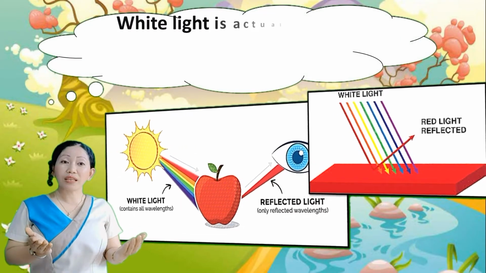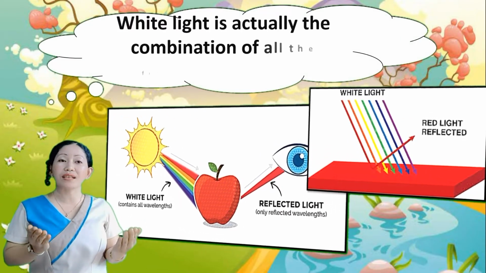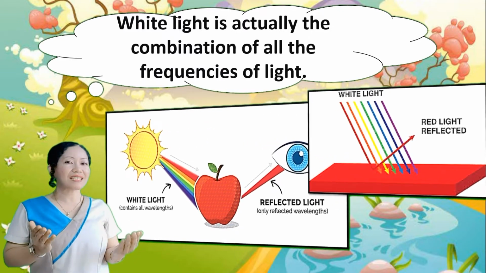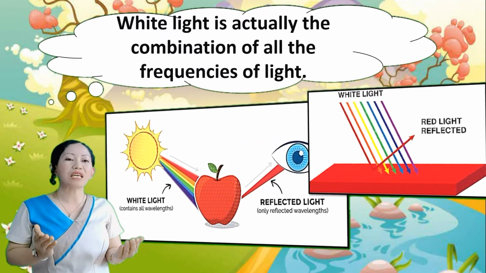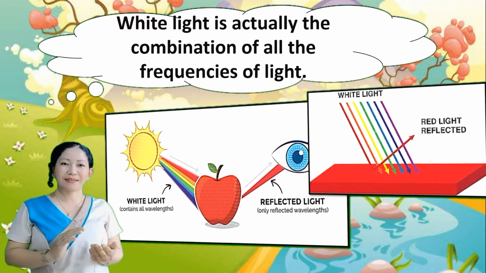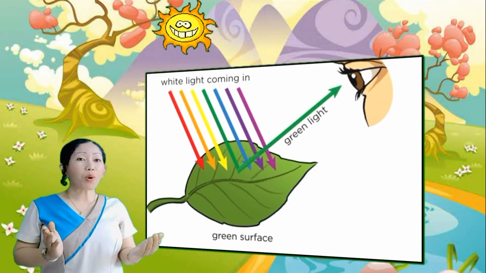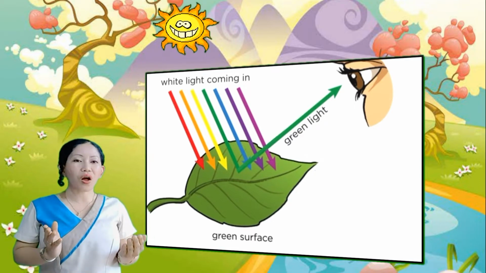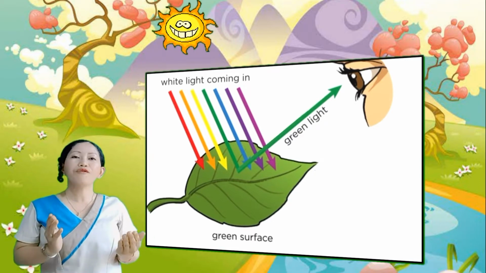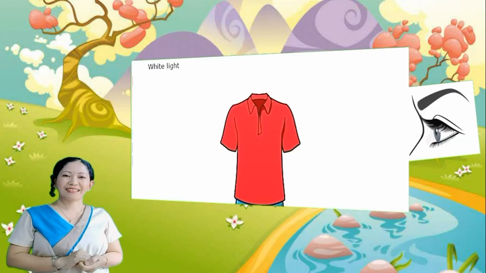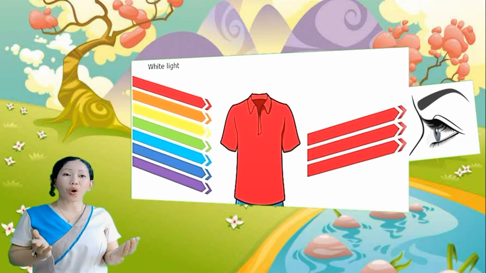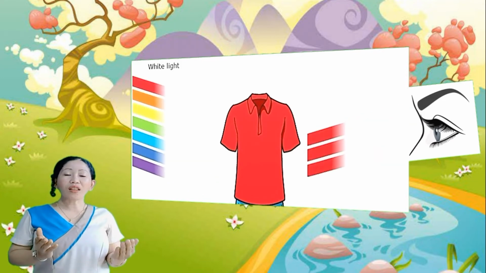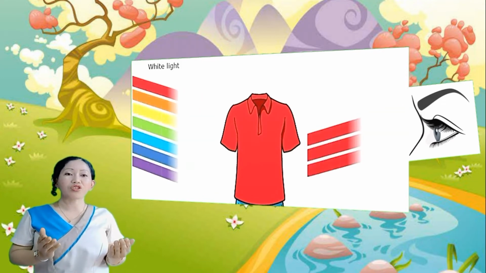White light is actually the combination of all the frequencies of light. When we see a red object, it means that only the color red is being reflected by the object. We see most plants as green because the leaves absorb all colors of the visible light except for green. A red shirt absorbs all the colors of light except for the red color. All other colors are absorbed by the red shirt.